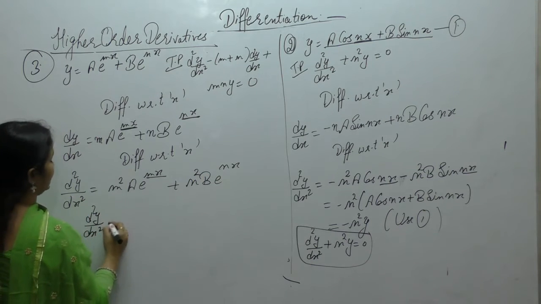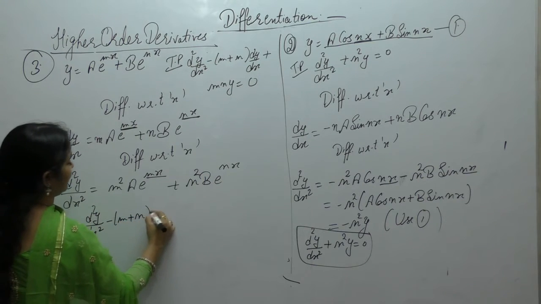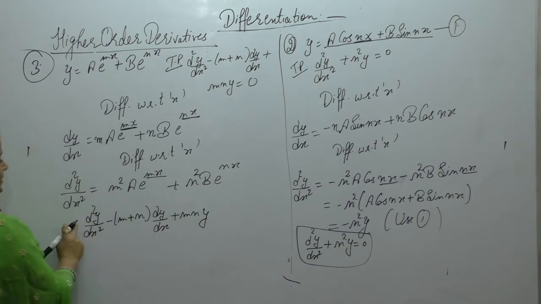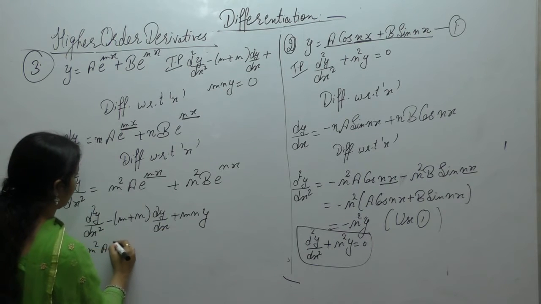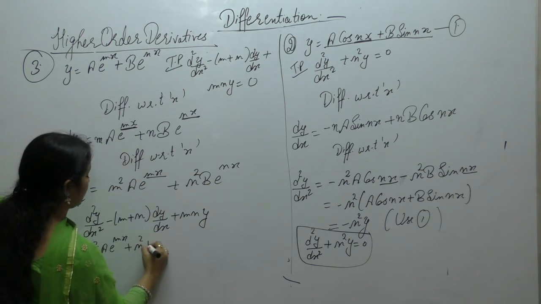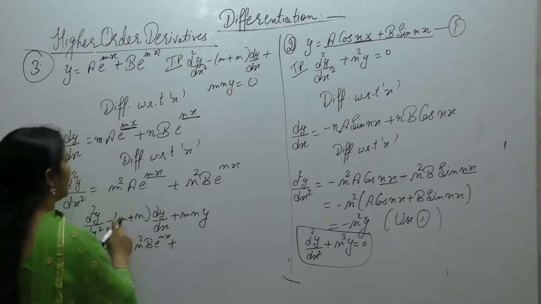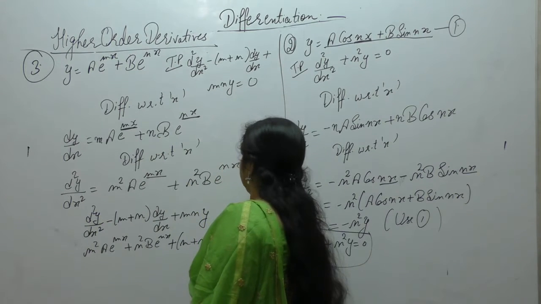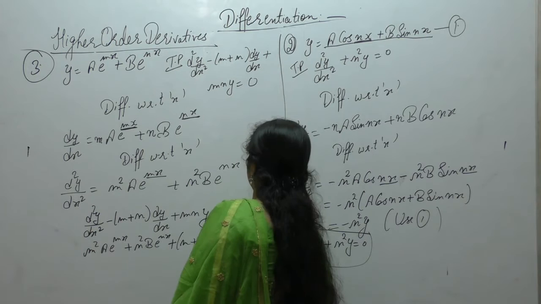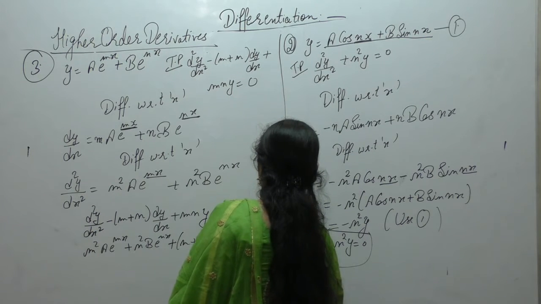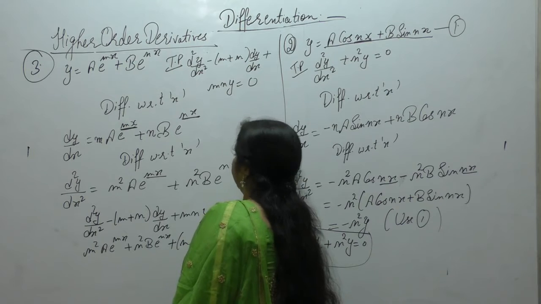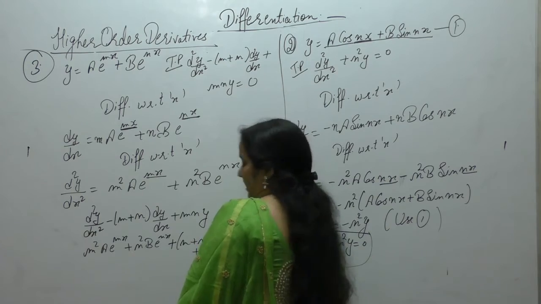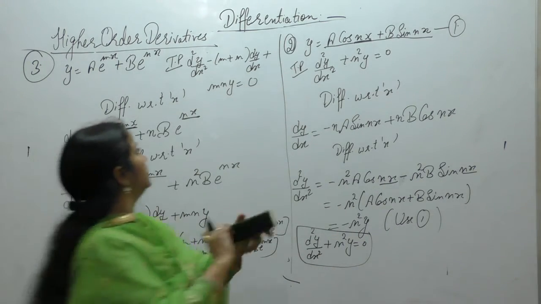So take the left hand side, d square y upon dx square minus (m plus n) into dy upon dx plus mn y. Second derivative value we have m square a e power mx plus n square b e power nx, plus (m plus n) into m a e power mx plus n b e power nx, plus mn y, where y is a e power mx plus b e power nx. Now solve this value.